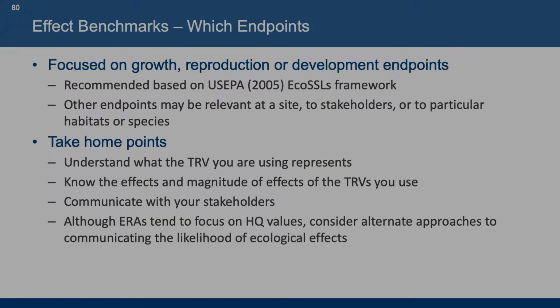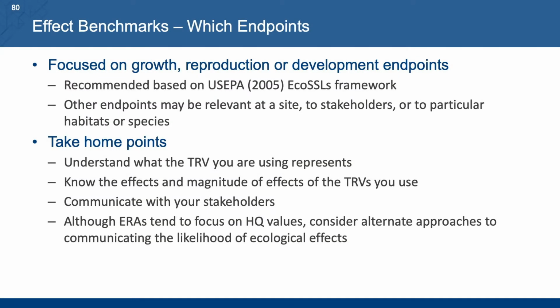For what we put together for the guidance, we focused on the types of effect benchmarks that are targeting those lower ends. We'll talk a little bit about that in a moment. But the other main question you often have is, which endpoint do you need to look at? Are we looking at development, growth, reproduction, a biomarker of exposure, liver size, delayed predation responses, things along those lines? Which kind of endpoints are we selecting?